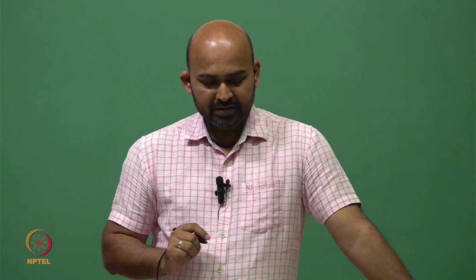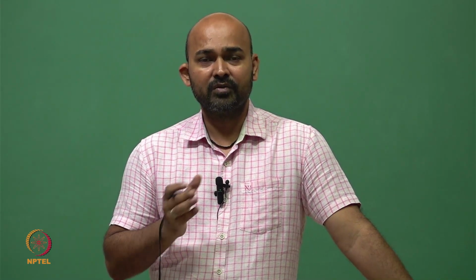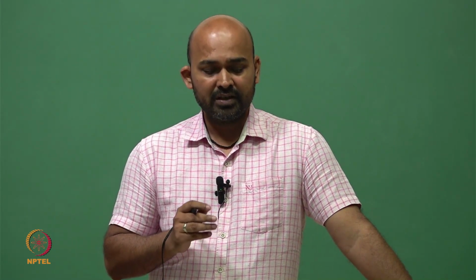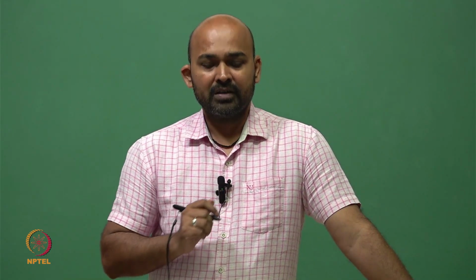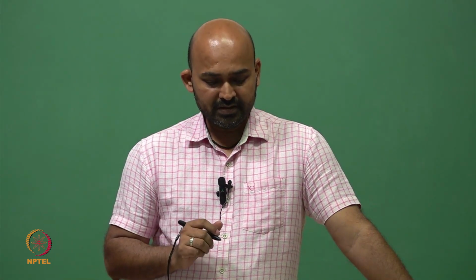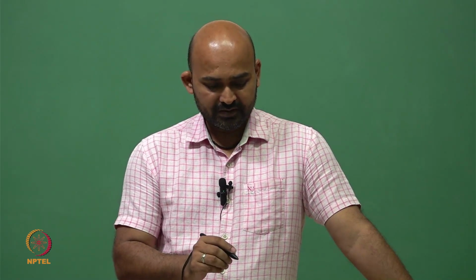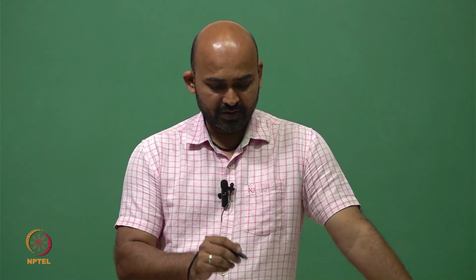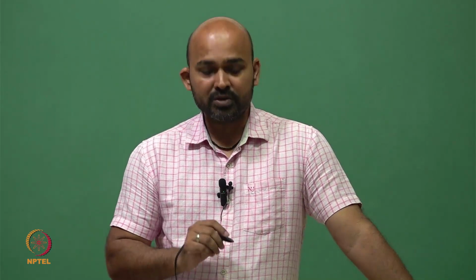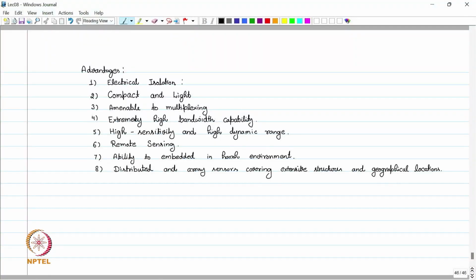So today we discussed the optical sensors, their classification, and the different types of measurements. We saw some advantages and disadvantages of these optical sensors. Some of them are electrical isolation, high sensitivity, remote sensing, and distributed sensing.